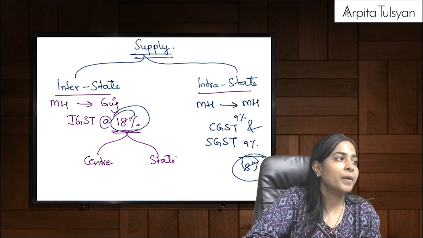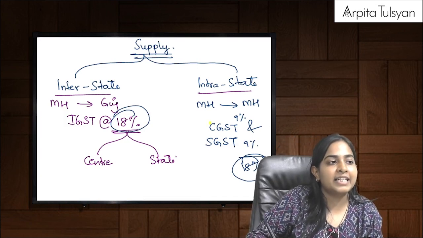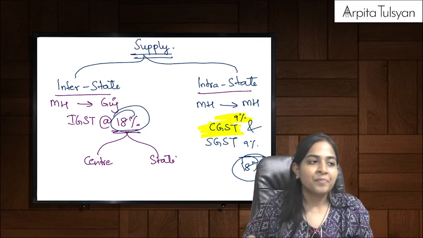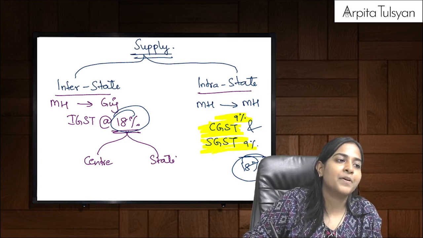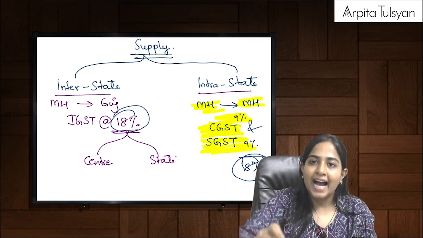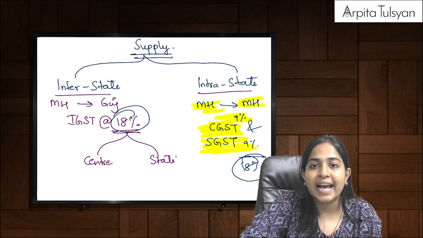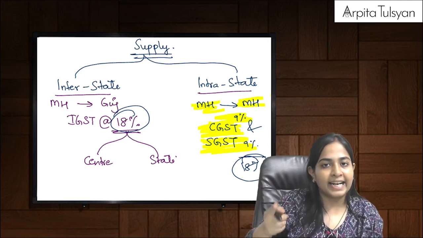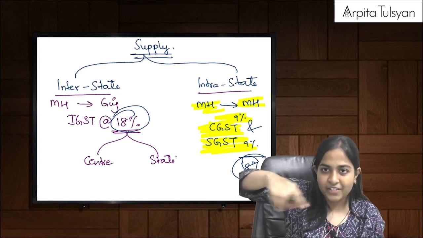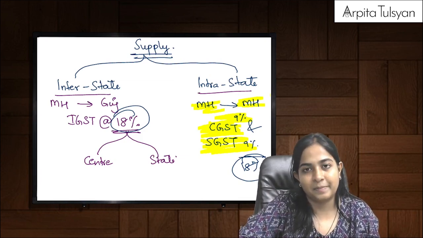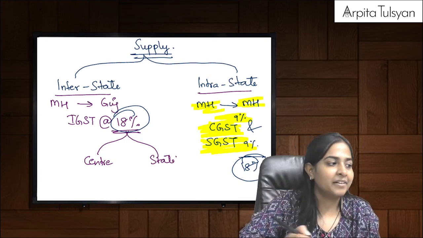Now listen. This CGST 9% will go to whom? This is collected by the center. This SGST 9% will go to whom? To the Maharashtra government. Are you clear with this? So, did you understand when IGST is applicable? Yes, whenever it is interstate, at that time IGST is applicable. But when it is within the state, then CGST and SGST. Clear till here? Yes.